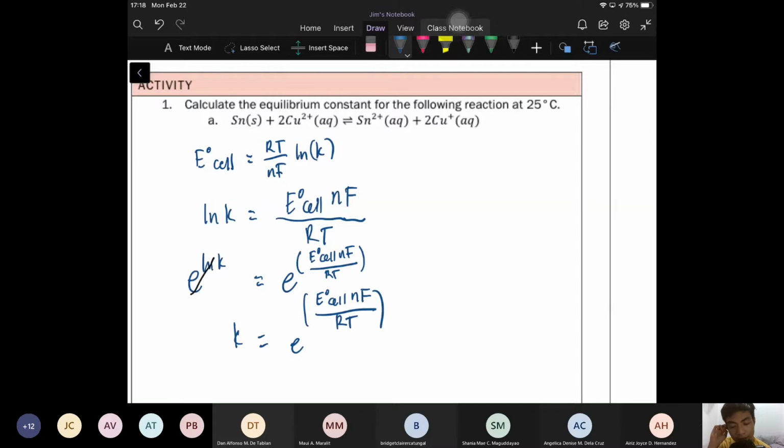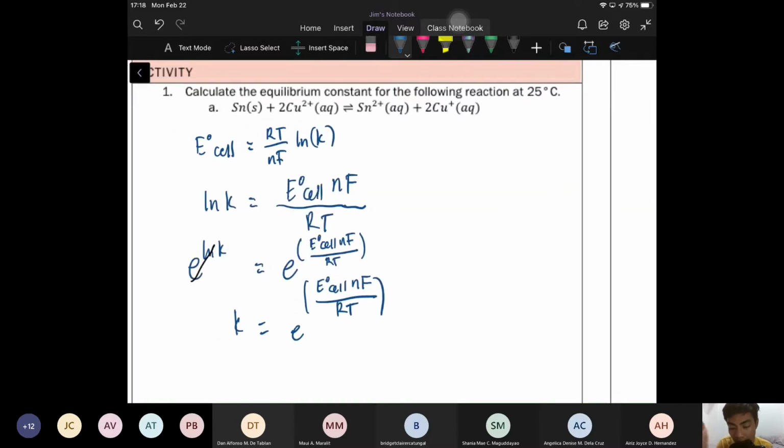So, ano na gagawin natin? Let's solve for the E cell. Ano yung N, ano yung F, ano yung R, ano yung T. Okay? So, sagutin natin kung ano yung mga yon.